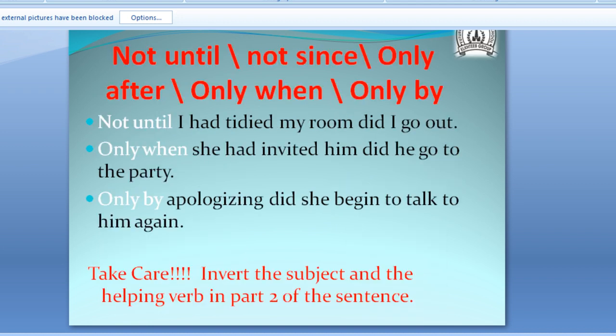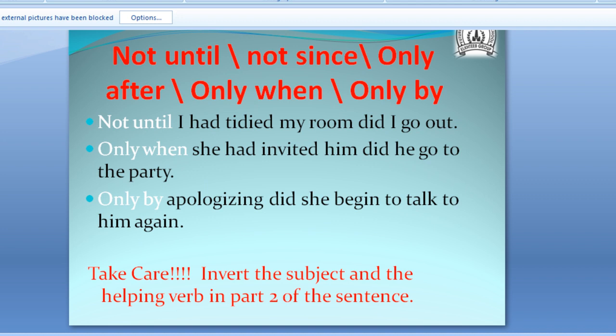And now, a very, very important note concerning that lesson. Not until, not since, only after, only when are followed by action 1, but invert the subject and the helping verb in part 2 of the sentence. And only by is followed by action 1, but use the gerund form.